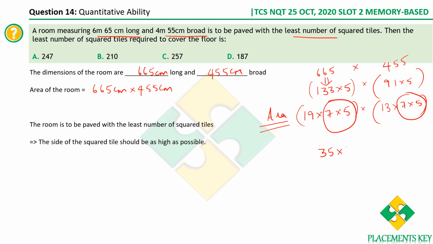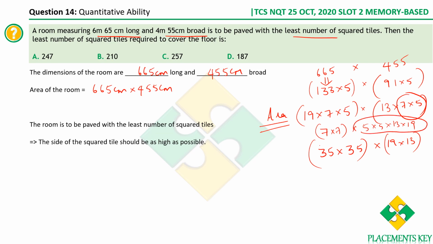So we have 35 into 35, and then we have 19 into 13. That is, we have 19 into 13 squares of dimension 35. Is that clear? That is the maximum side of the square. It can also be 7. The dimension of the square can also be 7, 7 into 7. And then for the rest, you should have 5 into 5 into 13 into 19, so many small squares of dimension 7. Or you can have only 19 into 13 squares of dimension 35 into 35.